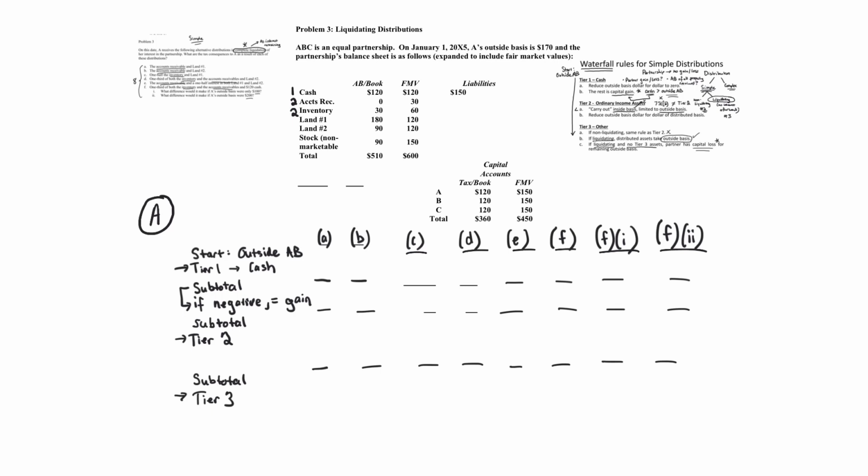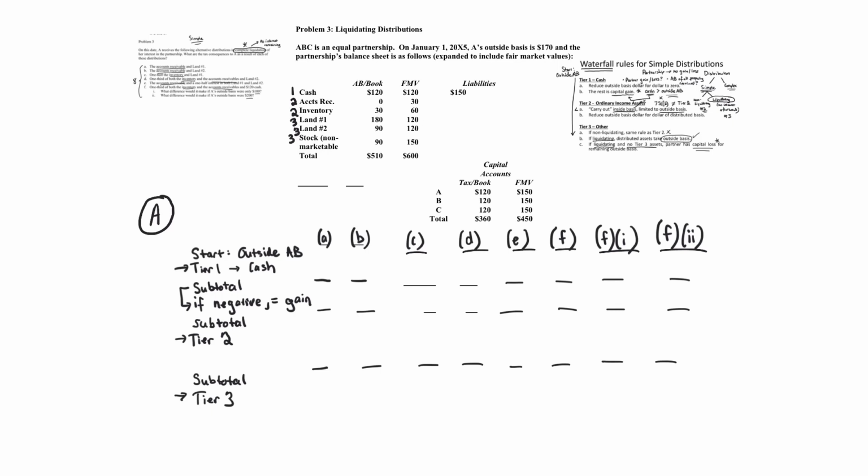Land 1 and Land 2, we're going to assume that Land 1 and Land 2 are either going to be a 1231 asset or a capital asset because we're not told that the partnership's a dealer in land. So we're going to say both of these are 3. The stock is also 3, right? Stock non-marketable is 3, and those are our assets, okay? So we got tier 2 assets, which could be the accounts receivable and inventory, and then tier 3 could be anything else, the Land 1, Land 2, or the stock.